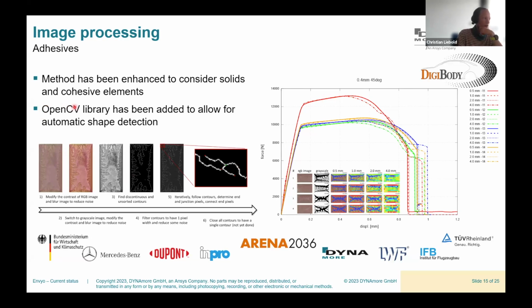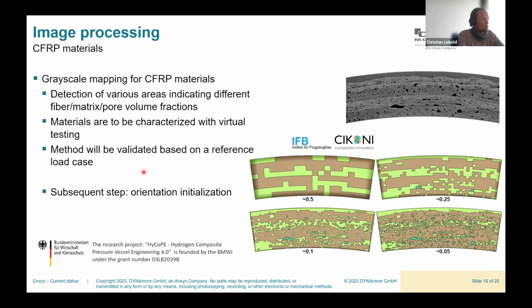To do that, we have worked on adding the OpenCV library as an additional feature to the code. It's not in an official release currently because it's still under investigation. The idea was to help customers automate the process of detection of the boundaries of the viscous fingering area. We've also added this feature, or we are trying to use that feature, within another research project called HiCope, and now we're back at continuous fibers.